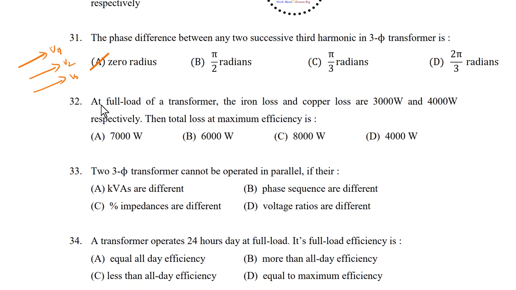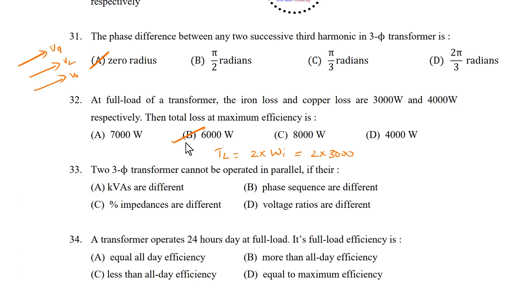Okay. Next one, at full load of a transformer, the iron losses and copper losses are 3000 watts and 4000 watts respectively. The losses at maximum efficiency, the total losses, is 2 times the iron losses. That is 2 times 3000, which is 6000 watts here. So B is the right answer.